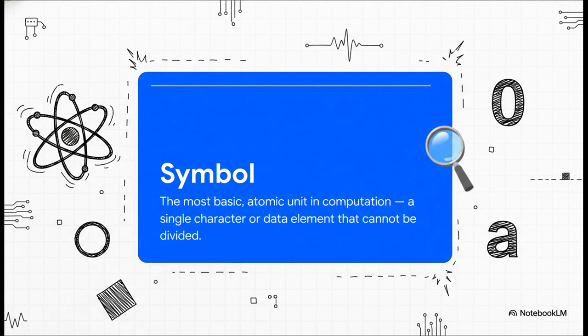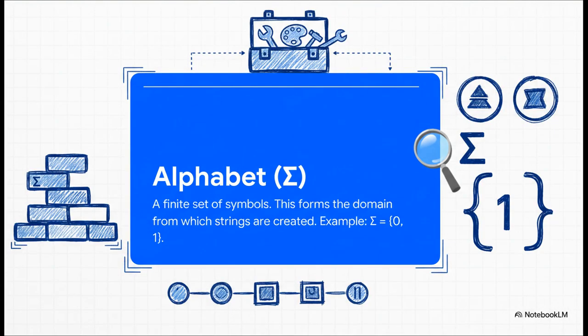And this is a super critical first step, because to give a computer instructions, we need a set of basic units that are completely unambiguous. A 0 is always a 0 and nothing else. Now, if we collect all the symbols we're allowed to use for a specific problem, we get what's called an alphabet. In formal notation, we use that Greek letter, sigma, to represent it. But honestly, just think of it as our toolbox. And a really common alphabet, maybe the most famous one in computer science, is the binary alphabet. Its toolbox contains just two symbols, 0 and 1.